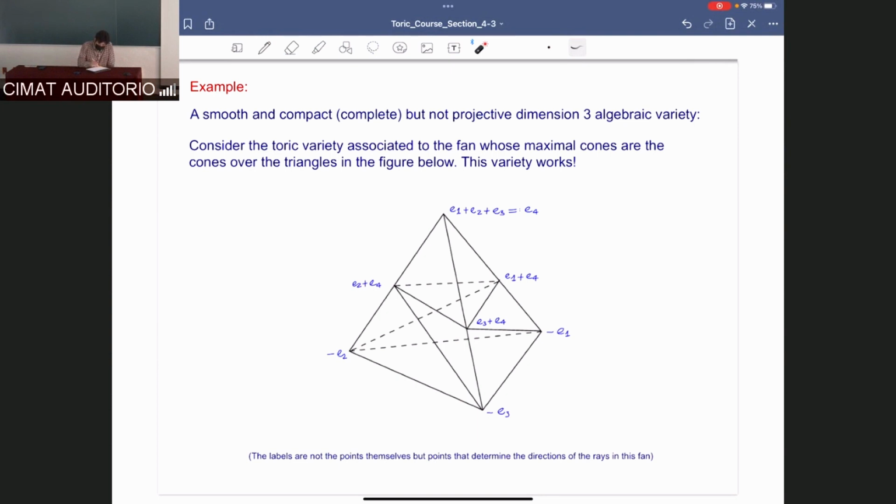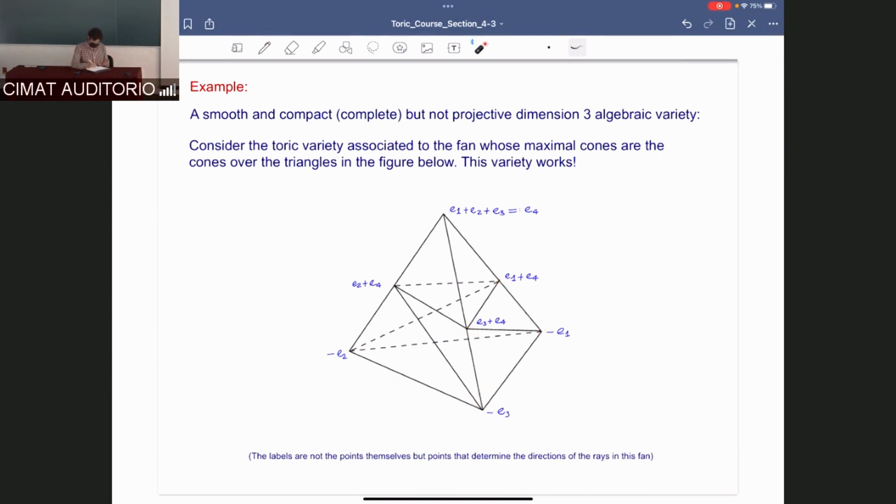Consider the toric variety. This picture is as misleading as it can be. It's just a cartoon, and that's what it says over here. The labels are not the points, but a point that gives you the ray that you need to use. This is telling you how the things fit together. So for example, the midpoint of these two would be E4 over 2, and the midpoint of these two is also E4 over 2. How can it be that the midpoint of those two segments is the same? Just because this is a cartoon. It's just telling you how to fit things.